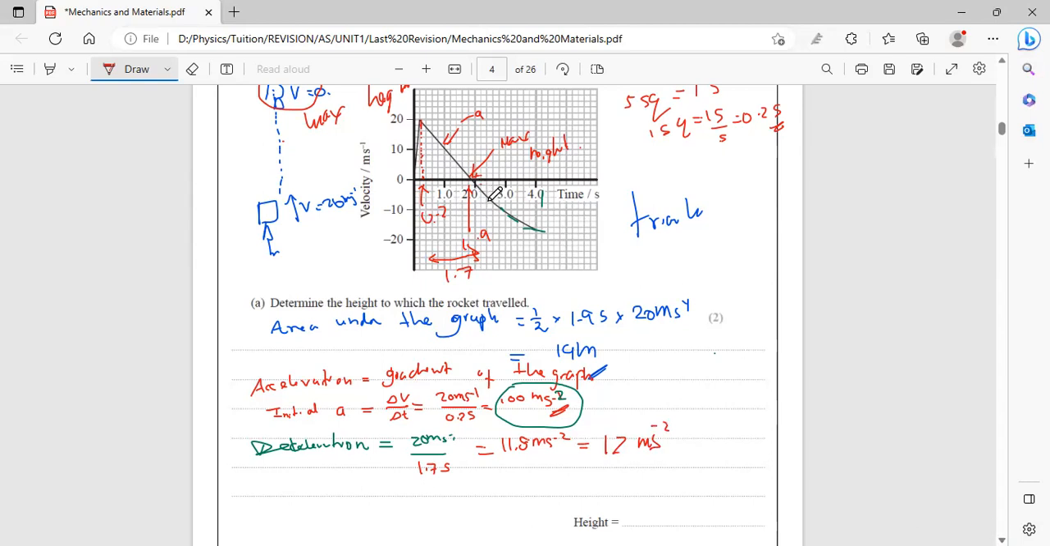And that continues for a while, and then gradually it decreases, right? Slope decreases, so then acceleration decreases. After about 2.5 seconds, acceleration decreases.